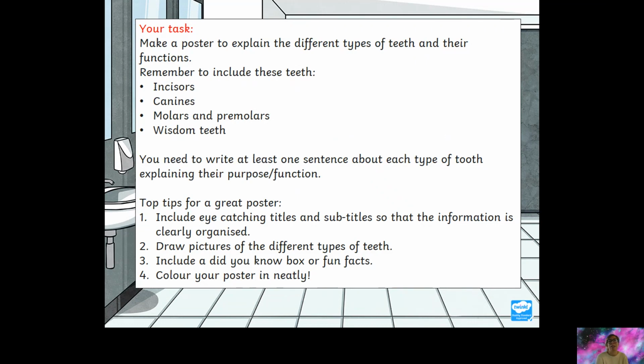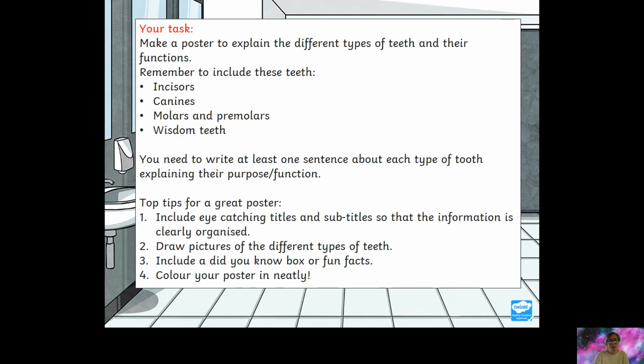So here's your task for today. You're going to make a poster to explain those different types of teeth and their functions. See if you can remember what they do. So these are the types of teeth that you're going to have on your poster: incisors, canines, molars and premolars, and wisdom teeth. And you need to write at least 1 sentence about each type of tooth, explaining their purpose or function.